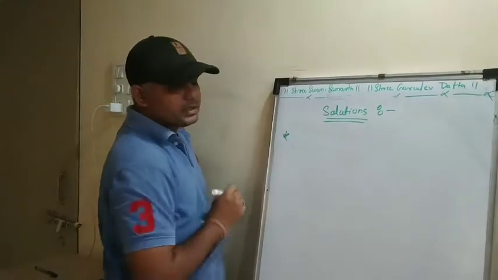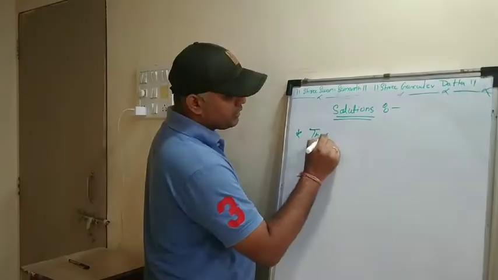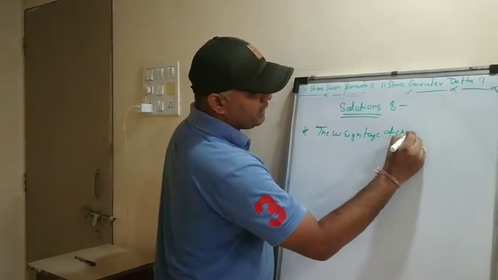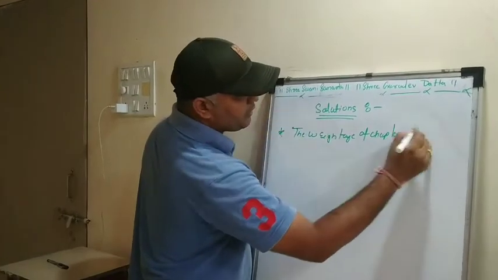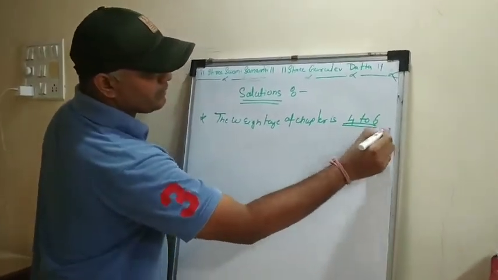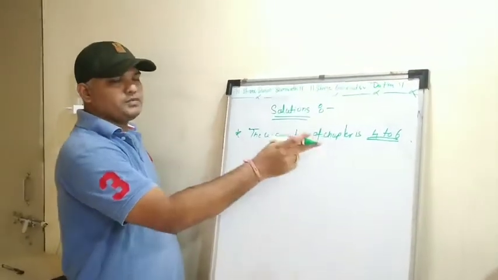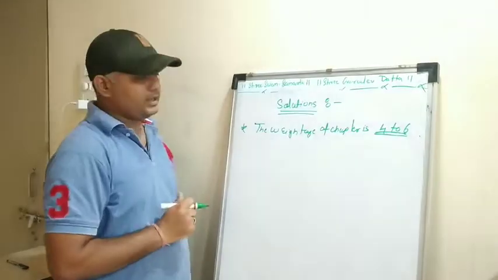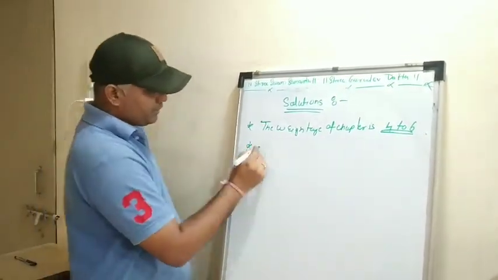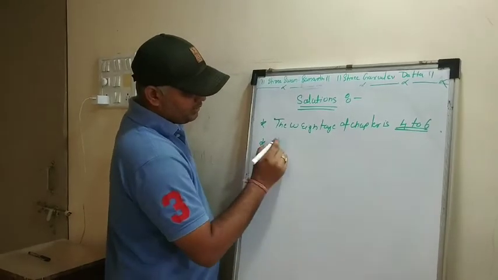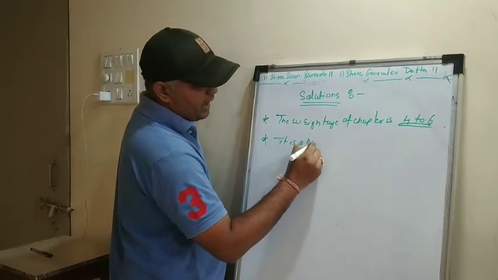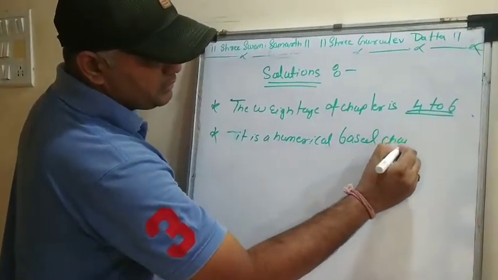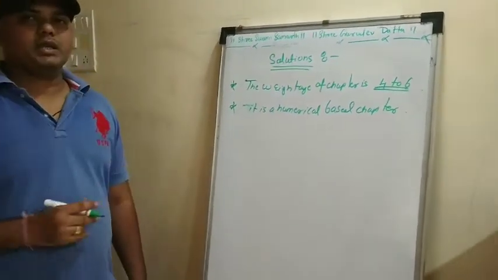Now in this particular chapter, the weightage is 4 to 6 marks. Remember my dear students, the weightage is 4 to 6 marks. The maximum is 6 and the minimum is 4 in the board exam, right? Then this chapter is a numerical based chapter, right? So this is very important. It is a numerical based chapter.